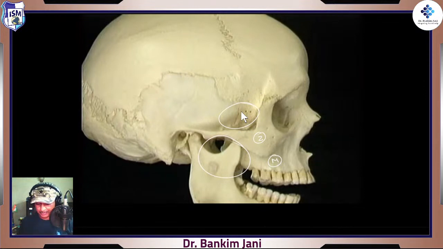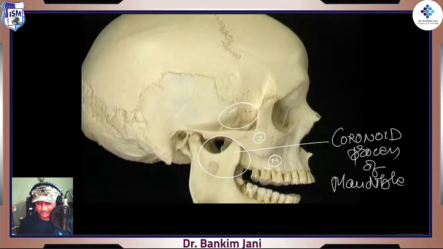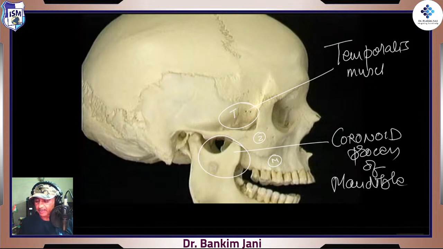And that is what? In the infratemporal fossa, this is what is called the coronoid process of the mandible. So we now know at least this: in the temporal fossa, it was the temporalis muscle, correct? And in this infratemporal fossa, there is the coronoid process of the mandible.